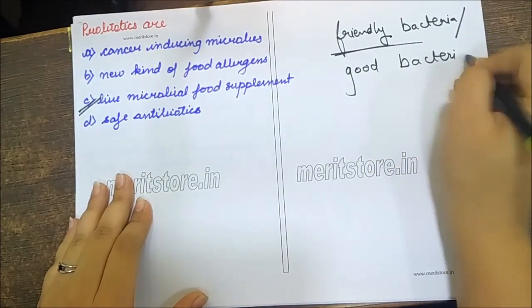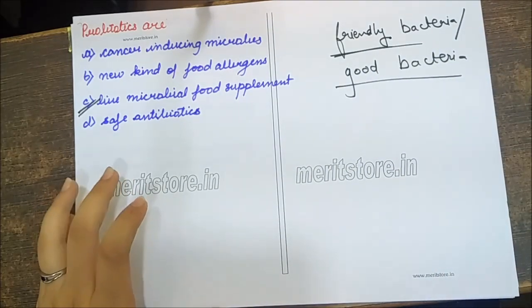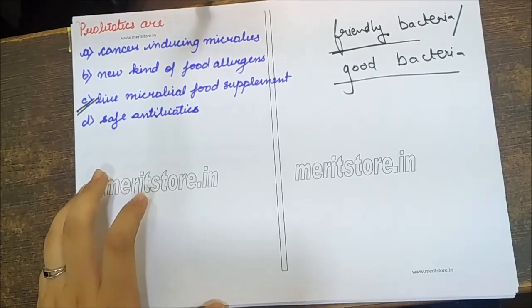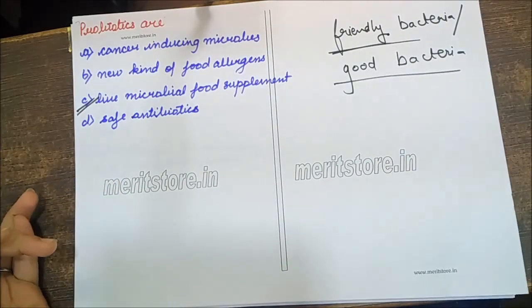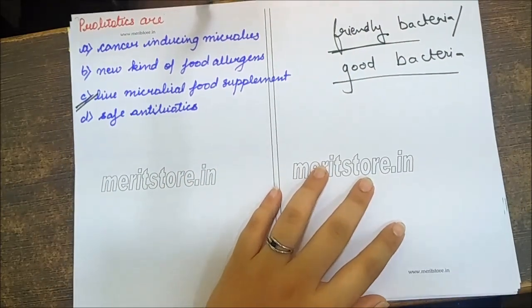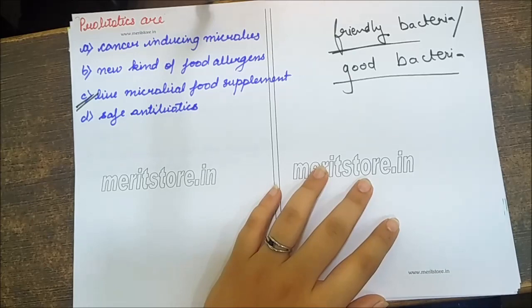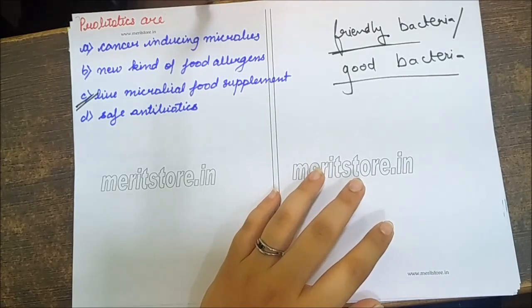You may also get a question as probiotics are also called as friendly bacteria, good bacteria, bad bacteria, or option A and B. So you may tick mark option A and B, which is friendly and good bacteria. Let's come back to the answer.